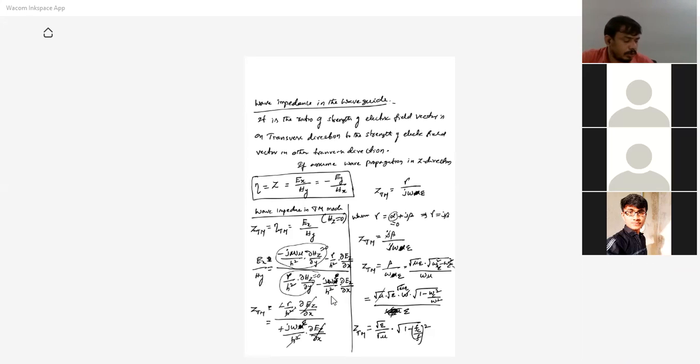Right. So then omega square minus omega square mu epsilon, root. So what is beta? Beta is root omega square mu epsilon minus omega c square mu epsilon. We'll do this once again.